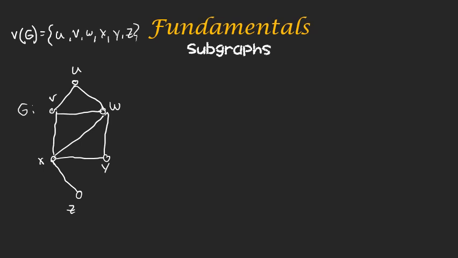And then similarly, I can write E of G to mean the edge set. And I'll write these without the set braces. So here UV is an edge, UW is an edge, VW is an edge. Let's see, VX, WX, WY, and XZ are all the edges. And so here's my formal definition for G. Along with this, I'm going to draw a graph G1.